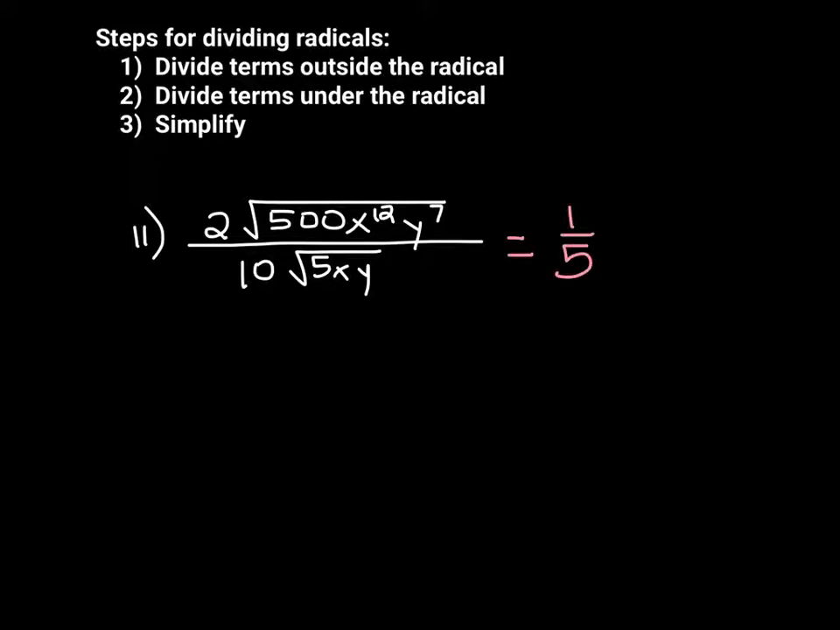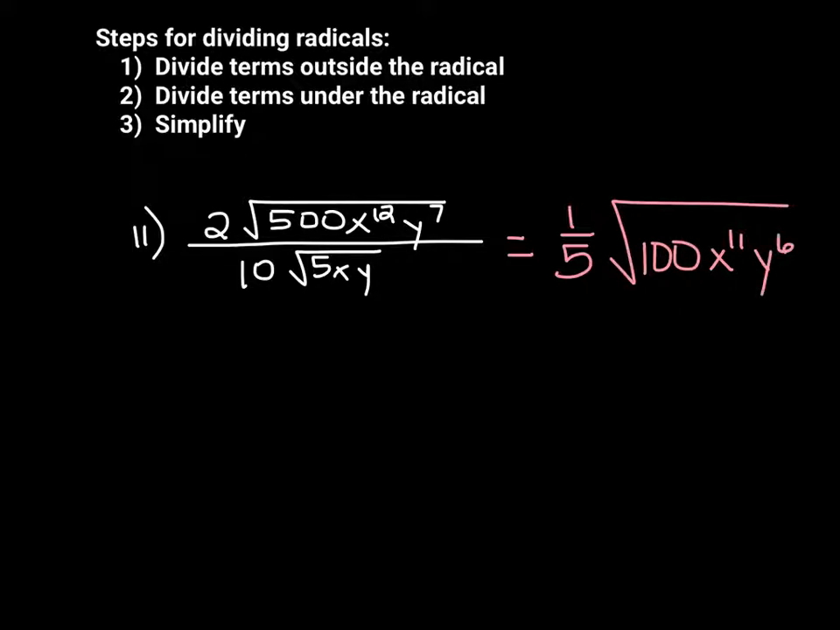Now, when we divide what's under this radical by what's under the radical in the denominator, we're just going to put it under one single radical. So let me put a radical, and then 500 divided by 5 would be 100. X to the 12th divided by x to the 1st, you just subtract the exponents. So 12 minus 1 is 11, so that would give me x to the 11th. And then y to the 7th divided by y, again, just subtract the exponents, would give you y to the 6th.